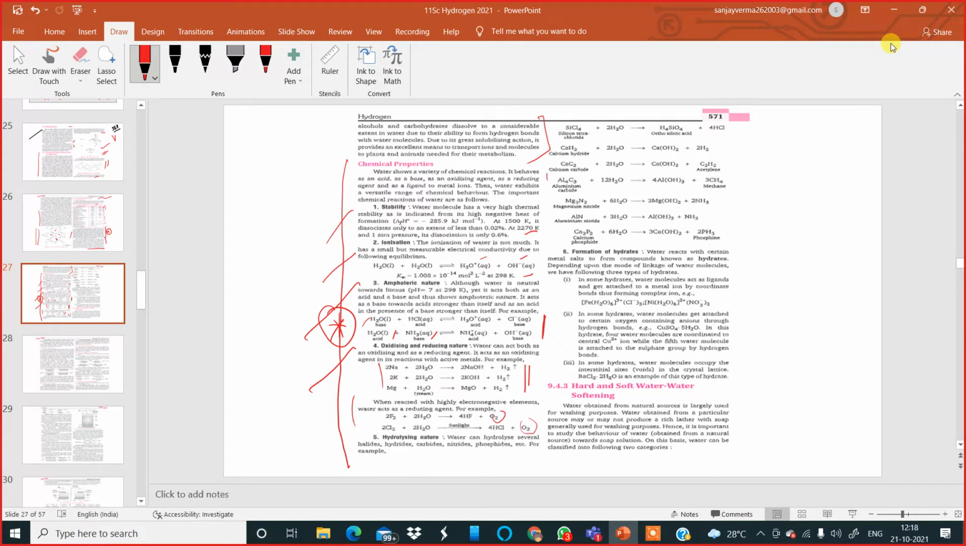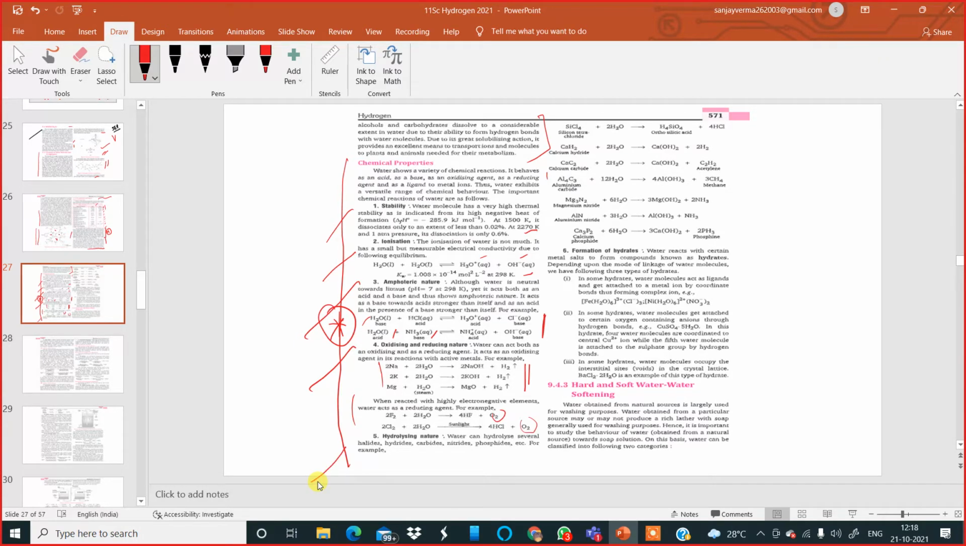Then, hydrolyzing nature. Water can hydrolyze several halides, hydrides, carbides, nitrides, and phosphides. Examples are given over here. Hydrolysis is the addition of water to them. Here, silicon tetrafluoride forms orthosilicic acid, H4SiO4, and hydrochloric acid. Calcium hydride gives calcium hydroxide and hydrogen. Calcium carbide hydrolyzes to give acetylene, from organic chemistry, with calcium hydroxide.